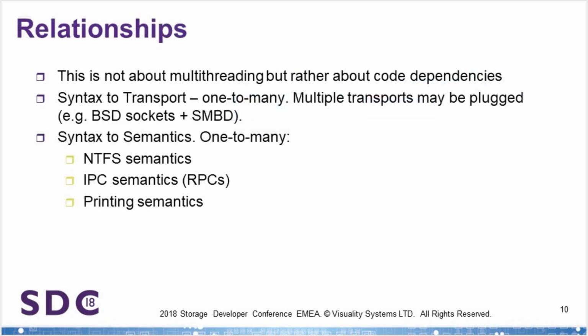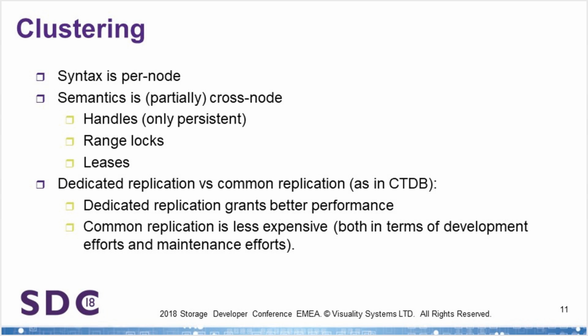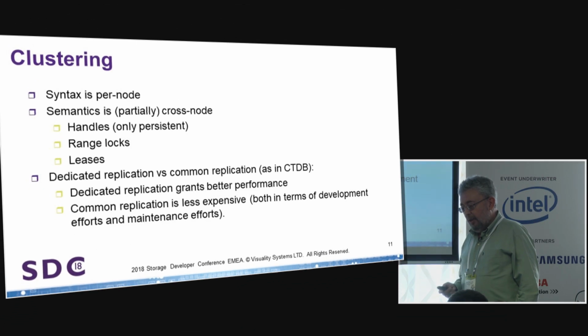Now, the relationship is one-to-many. For instance, several transports may be plugged in, and several file systems or several semantics may be plugged in, while syntax remains more or less the same. When I'm using the term one-to-many, it's not about multi-threading, it's not about concurrency, it's about the logic. A good example of semantics is file system semantics, which matches very well the semantics of the SMB protocol itself. RPC semantics, or inter-process communication semantics, is another semantics that is always plugged in, and another semantics may be printing.